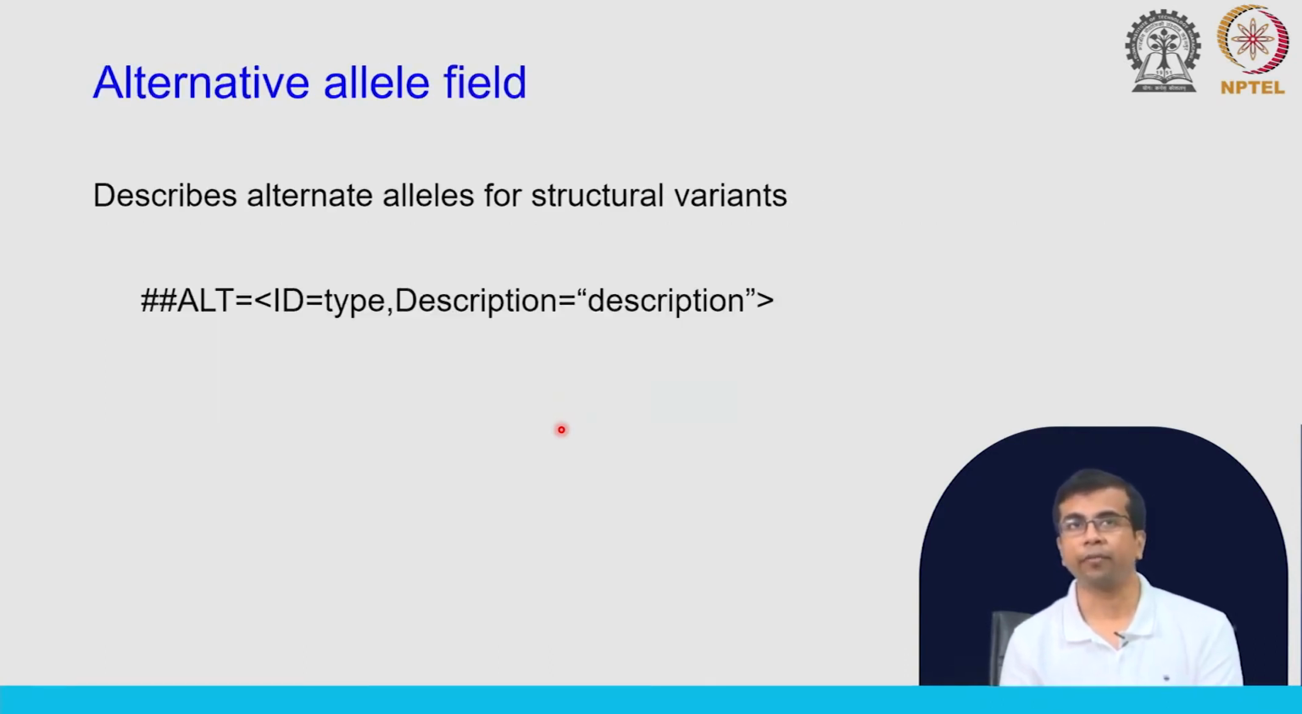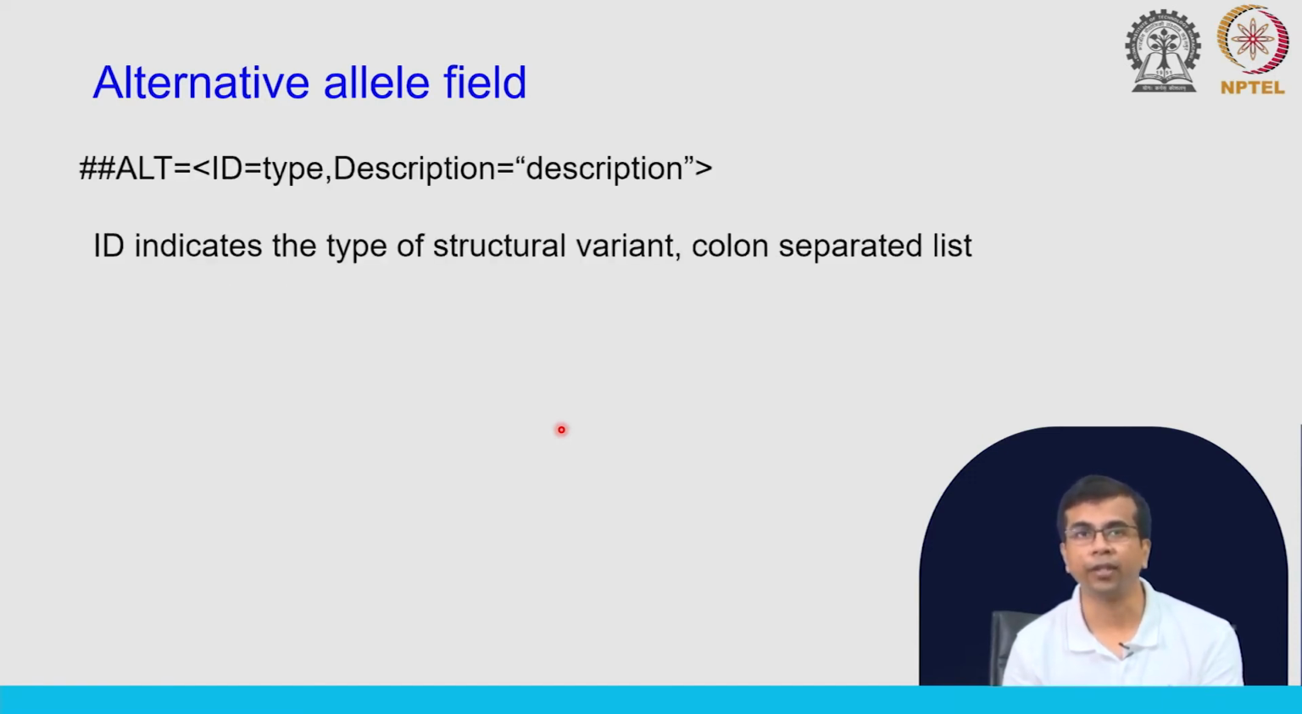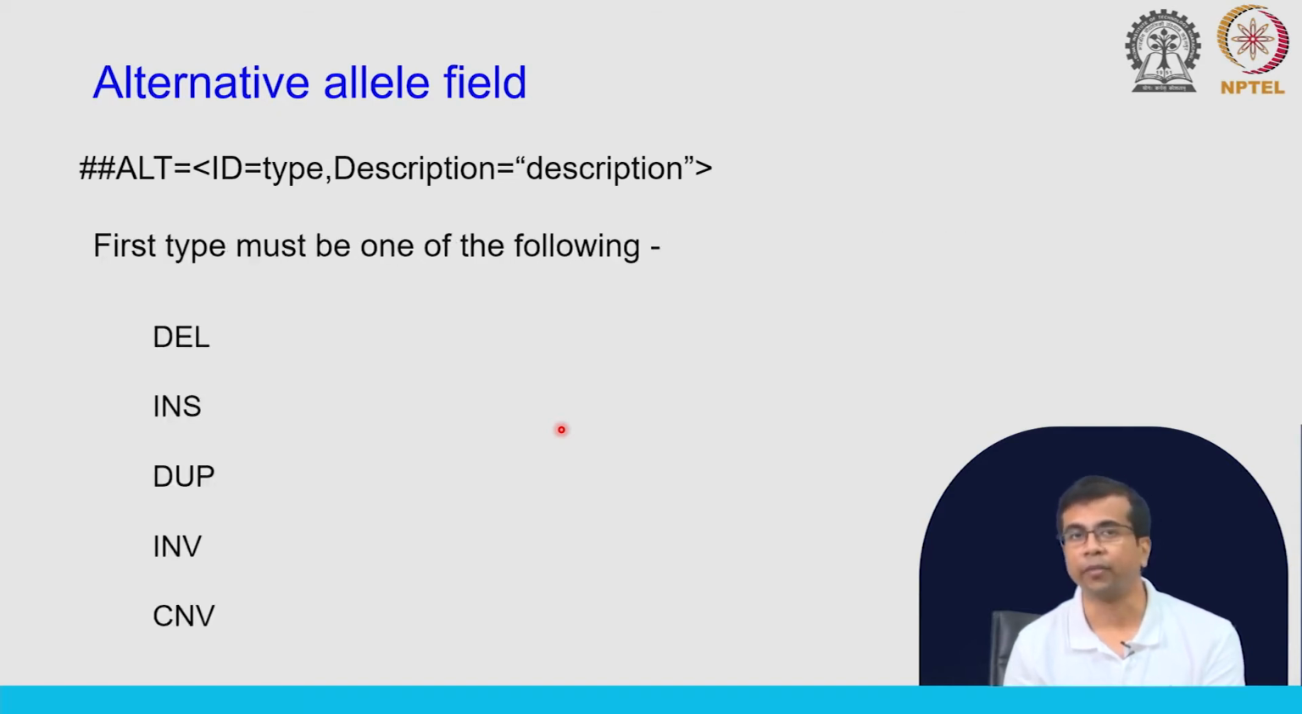Okay. So, then you also have the alternative allele field. This describes alternative alleles for structural variants, and it is especially used there. So, ALT ID equals type and description. For SVs, this ID will indicate the type of structural variant that you are looking at, and this is often a colon separated list, but the first type must be one of the following: DEL for deletion, INS for insertion, DUP for duplication, INV for inversion, CNV for copy number variation. You also have different subtypes and can define more complex SVs, but we are not going into detail. There are specific ways to do that with the VCF file.